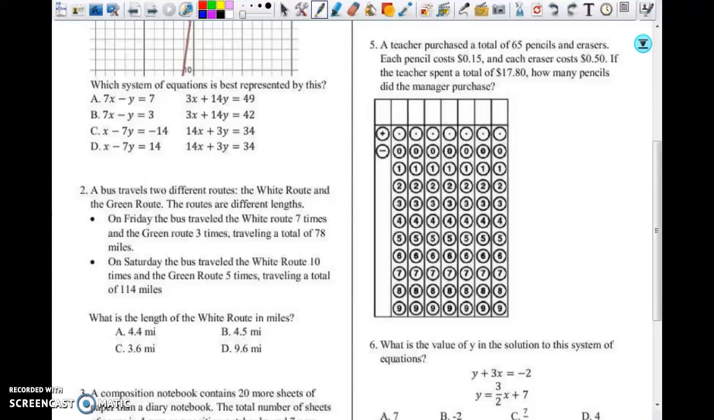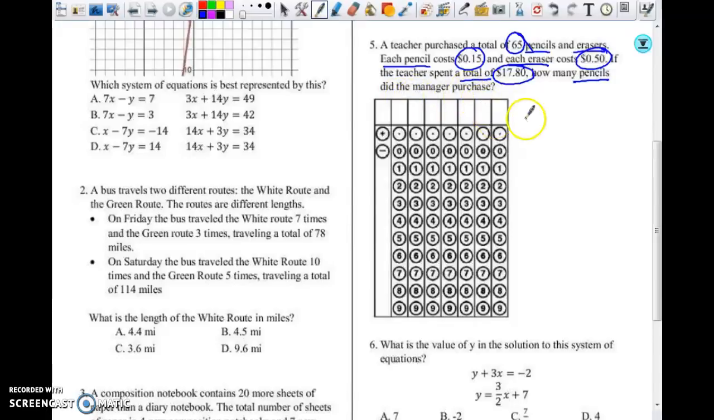Okay, this one I'm actually going to start from video number 5. I'm going to start with problem number 5. A teacher purchased a total of 65 pencils and erasers. Each pencil costs 15 cents and each eraser costs 50 cents. If the teacher spent a total of $17.80, how many pencils did the teacher purchase?